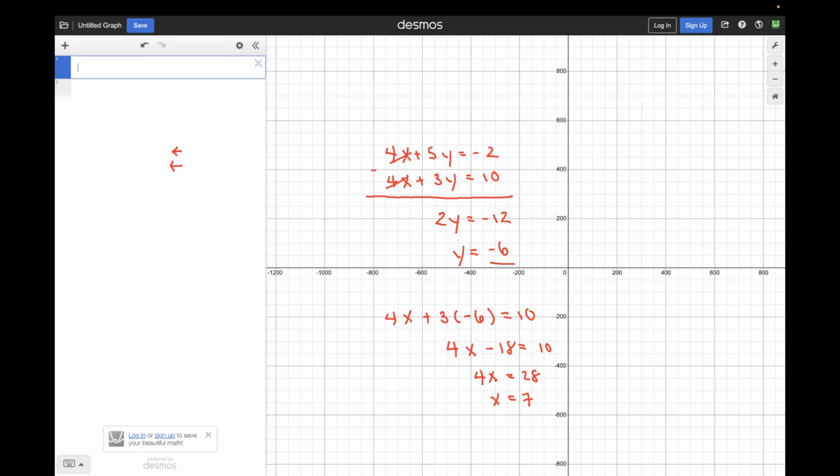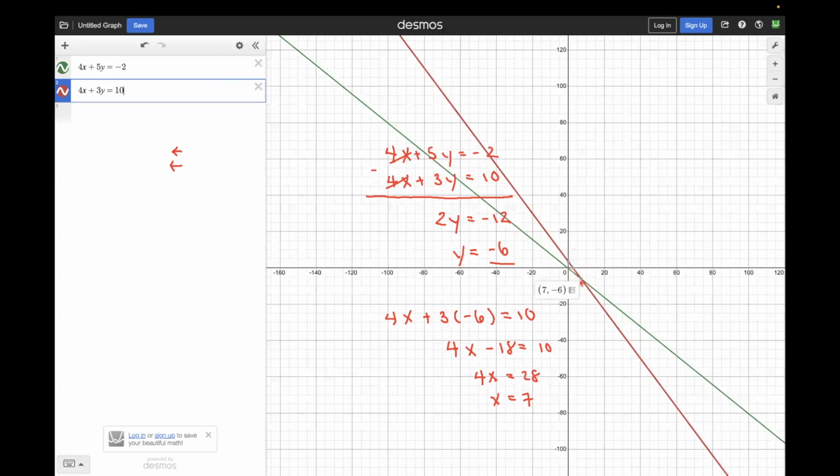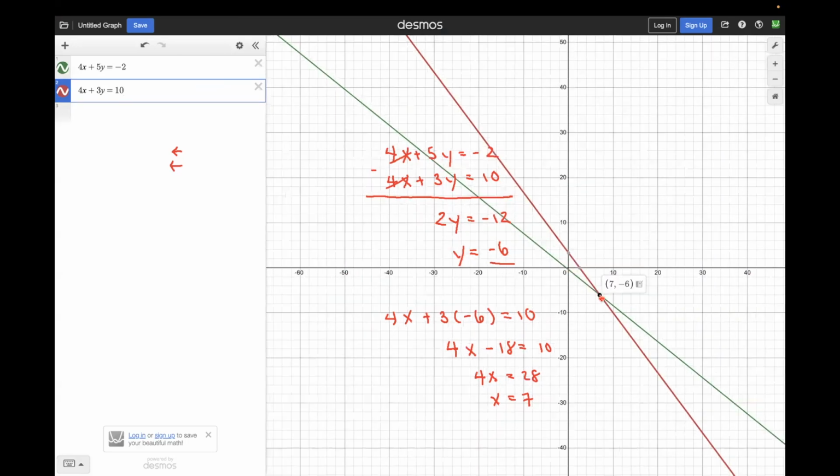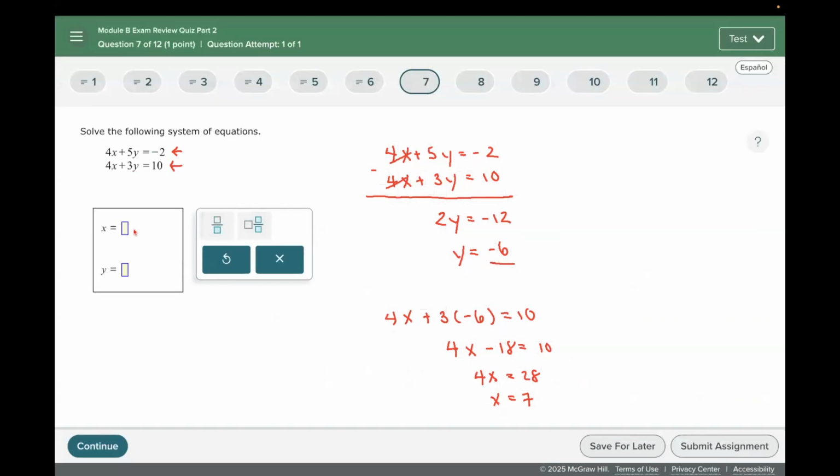But let's see, so we have 4x plus 5y equals -2. And then we have 4x plus 3y equals 10. And let's see where they intersect. They intersect at 7, -6, and remember that's exactly what we got. We got x equals 7, y equals -6. Very good.